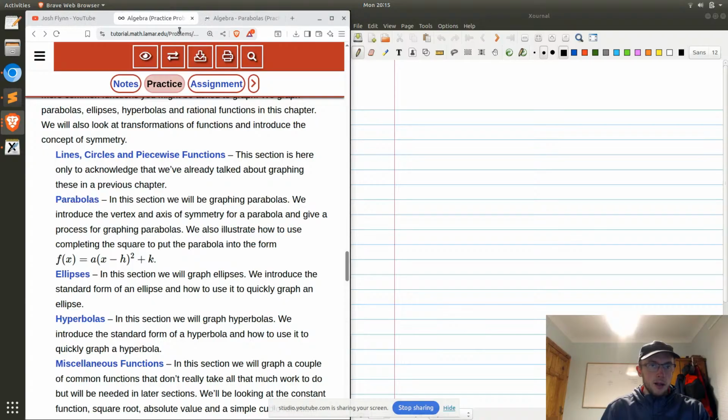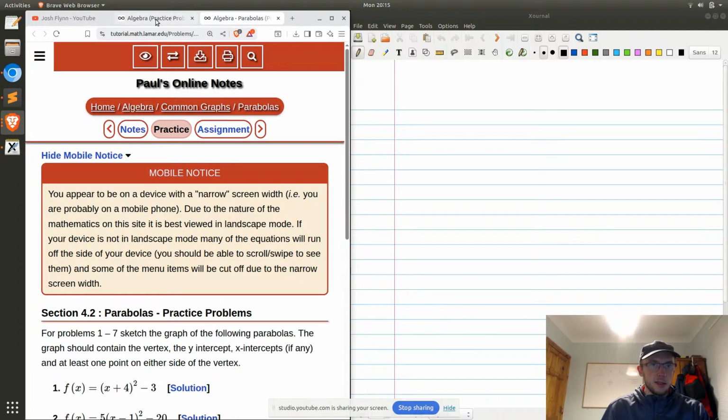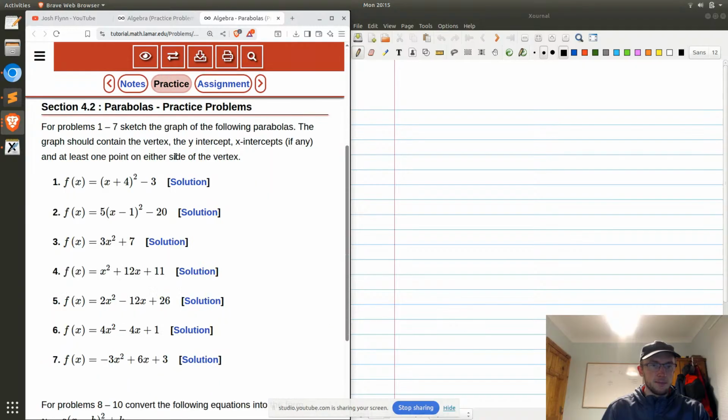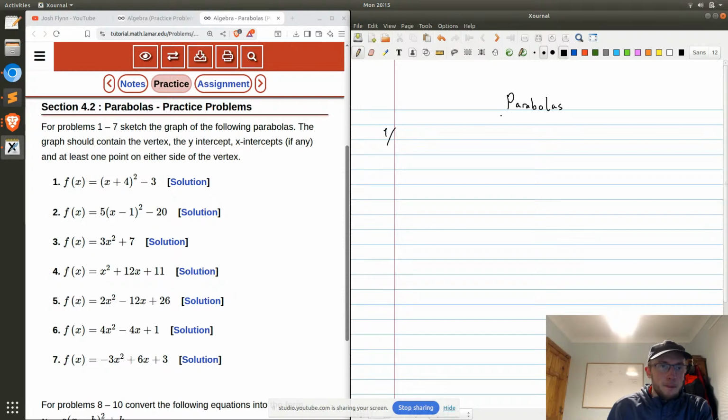Okay, let's get started. Parabolas, ellipses, and hyperbolas. First up, parabolas. For the first 7 problems, we are to sketch the graph of the following parabolas. The graph should contain the vertex, the y-intercept, x-intercepts, if any, and at least one point on either side of the vertex.